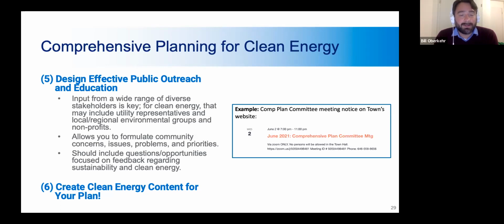And it should include questions and opportunities focused on feedback regarding sustainability and clean energy. We've got the little example notice for the meeting over there on the side.